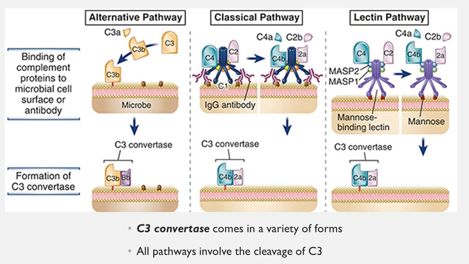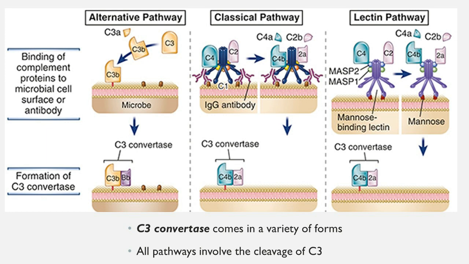Now, one of the main takeaways that I want you to come away with is that all these three pathways converge to the point where they develop a C3 convertase. Now, C3 convertase is not a unique molecule. In fact, it can take a variety of different forms. We see with the alternative pathway, since there's a natural C3 tickover, that it can actually, on a very low level, cleave C3 into C3b.